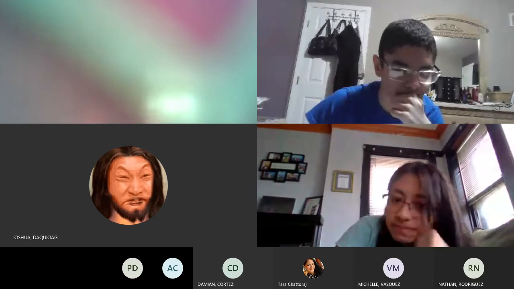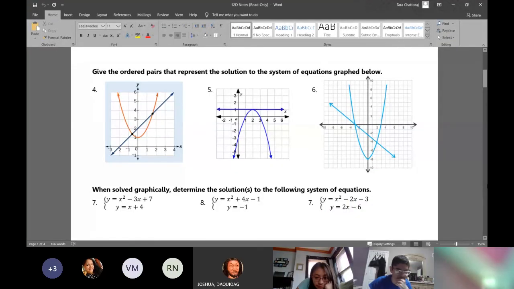All right, so for this one, these are super easy. For number 4, how many solutions do we have? 2, right? Because it intersects twice. And then for number 5, how many solutions do we have? 1. And then for the other one, how many solutions? 2. Okay. All right, good.